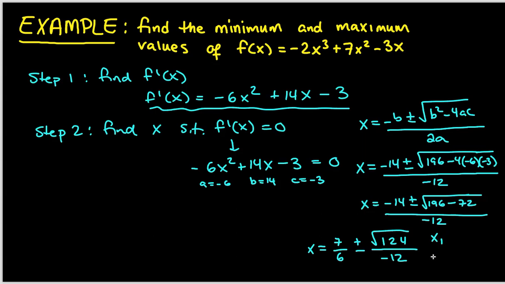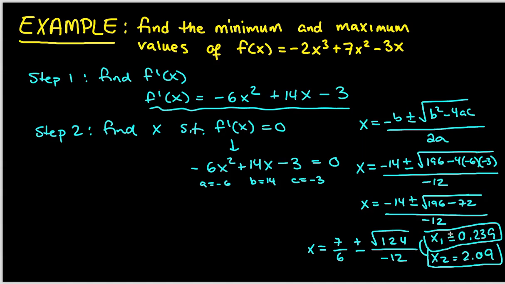You get an x1 and you get an x2. x1 turns out to be 0.239, and x2 turns out to be 2.09. So here are our critical points: 0.239 and 2.09. At these two points, we know this is where the min and maxes occur. We don't know if x1 is a min or if x2 is a max, but we know that either a min or a max occurs at both locations.